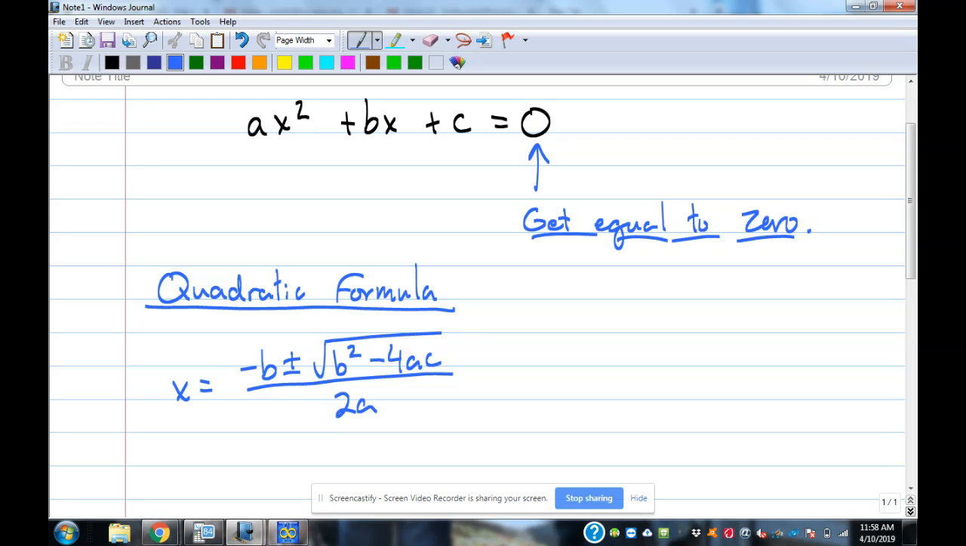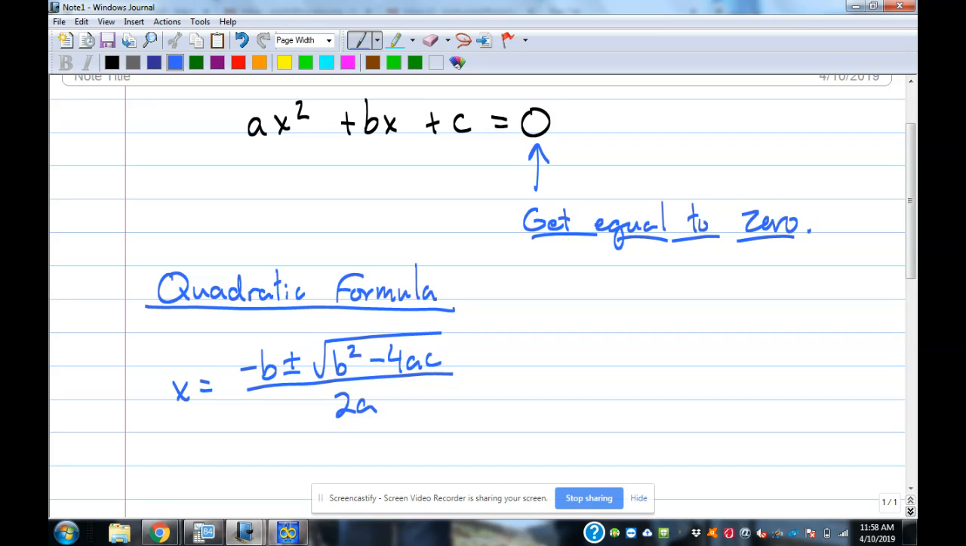X equals negative b plus or minus radical b squared minus 4ac divided by 2a. One more time. X equals negative b plus or minus radical b squared minus 4ac divided by 2a.